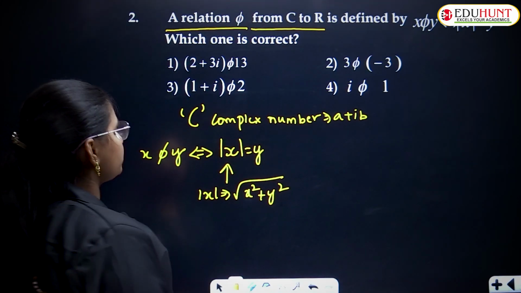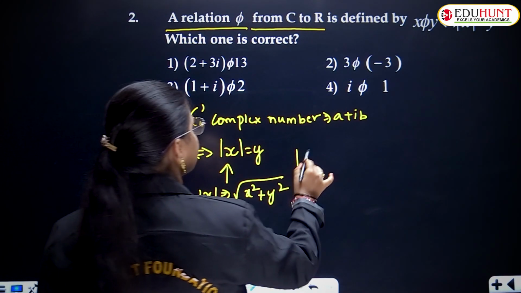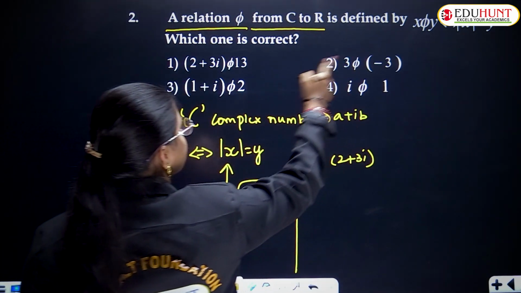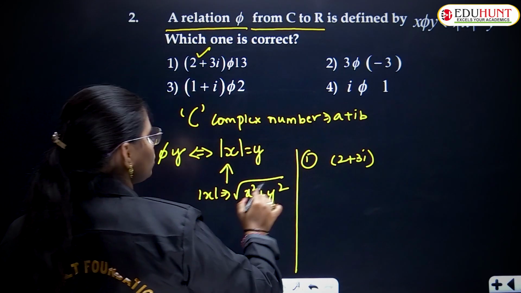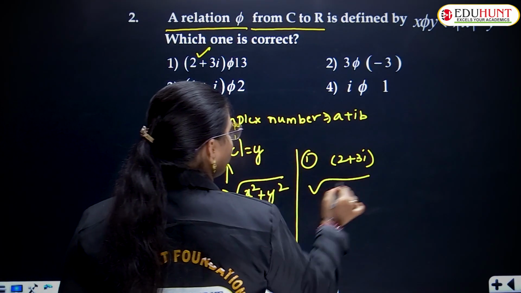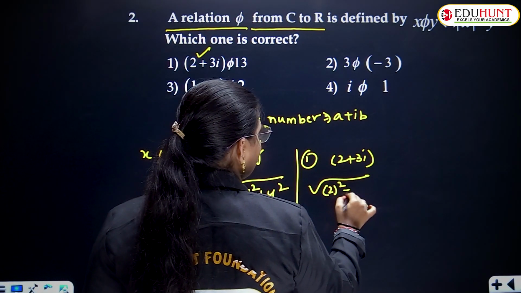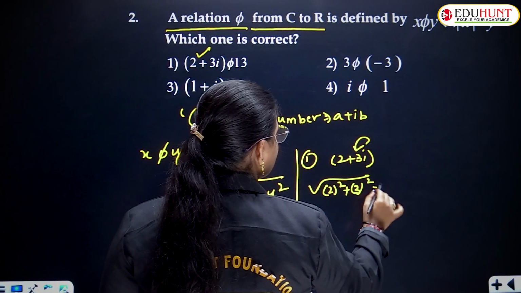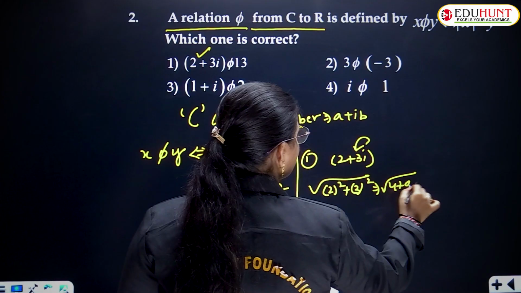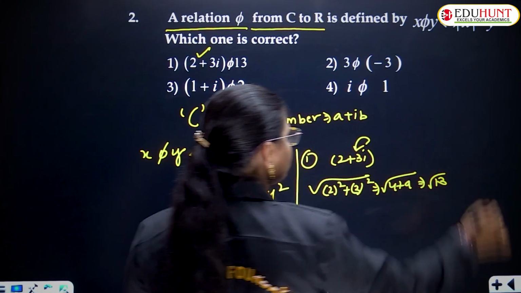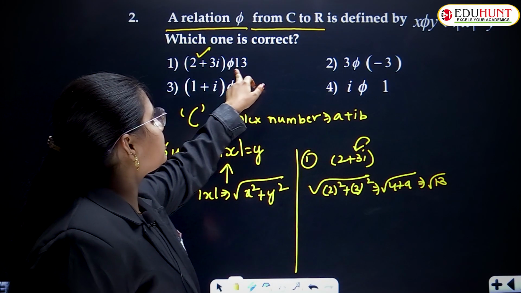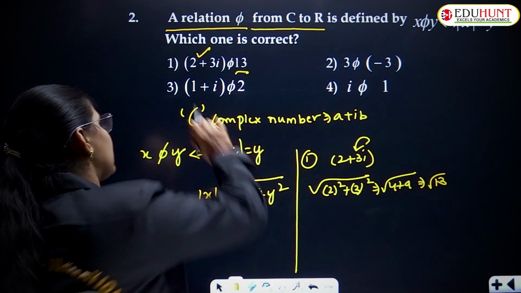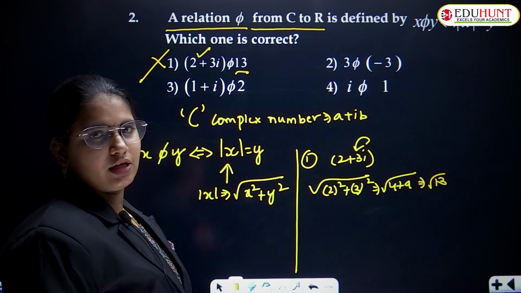Let us go with option verification. The first one is 2 plus 3i. Let us take this as x. So what is modulus of x then? 2 square plus y value, which is 3, 3 square. So 2 square is 4 plus 3 square is 9. 4 plus 9 is root 13. But given here it is 13 itself, it is not root 13. So this is not satisfied. So option 1 is eliminated.